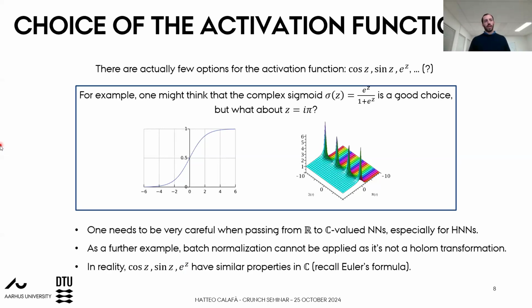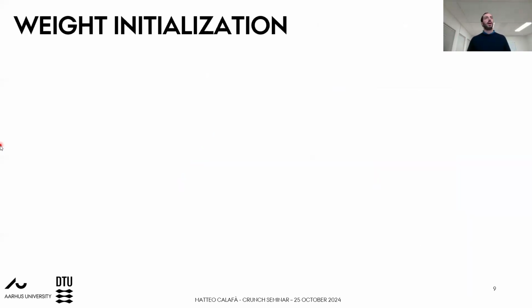And just as a final remark, we noticed that cosine, sine, and exponential in the complex field actually have very similar properties. Just to recall Euler's formula, the exponential is essentially a combination of a cosine and a sine. So one shouldn't make the mistake of thinking that the sine is better than the exponential because the exponential has exponential growth and the sine doesn't. They actually have the same properties. The sine has the same exponential growth, it's just in another direction, but it has it. So it's very important also not to make these simple mistakes.